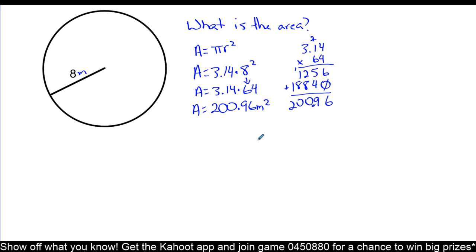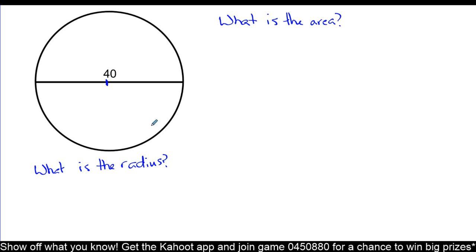Not too bad. How can we make this more difficult? Oh, I know. What if we don't give you the radius? What if instead we give you the diameter? So same question. What is the area? This time we have one extra step, which is if 40 is the diameter, what is the radius? And since we know that radius is just half of the diameter, I know this is 20 on the left, 20 on the right, so R equals 20.